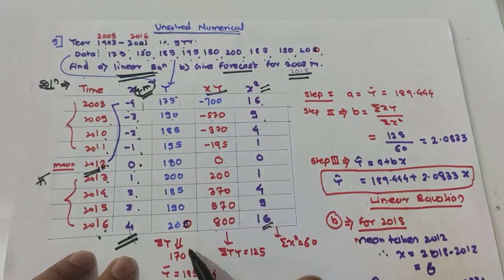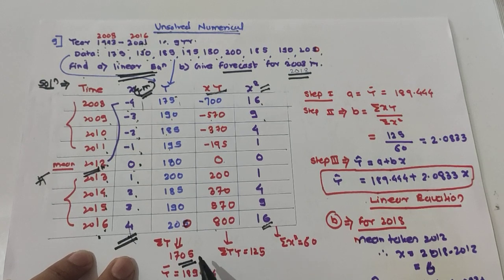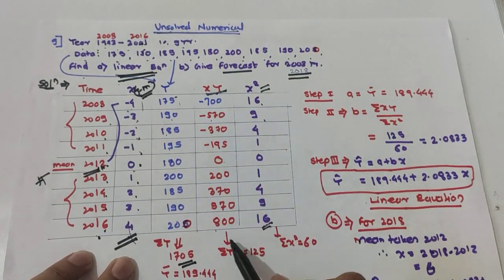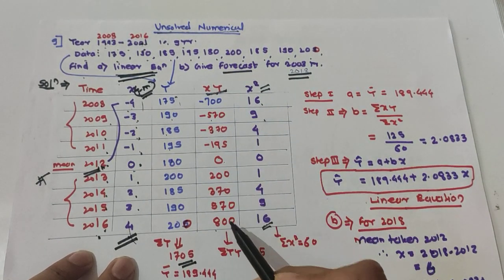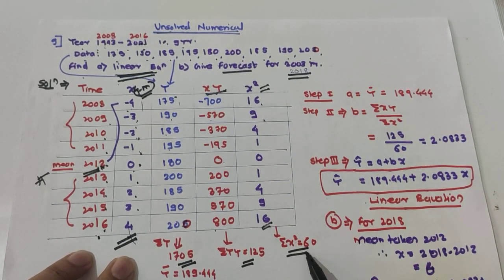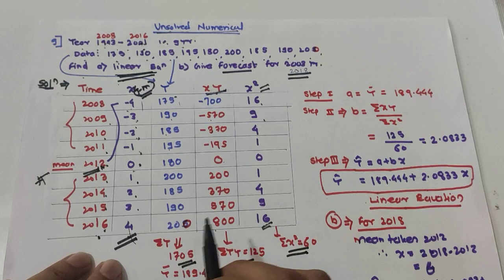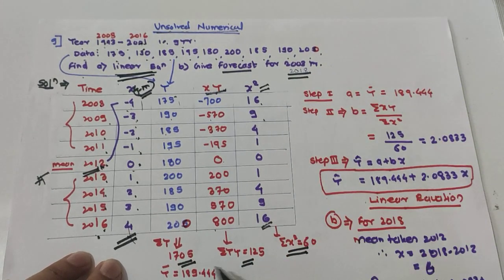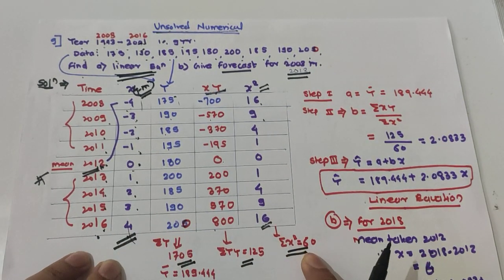So summation of y is 1705, right? Summation of xy, that means you add all the values, you will get 125. Summation of x square you have to calculate, that is 60. So using a calculator you can add those values and calculate the summation of all, right?